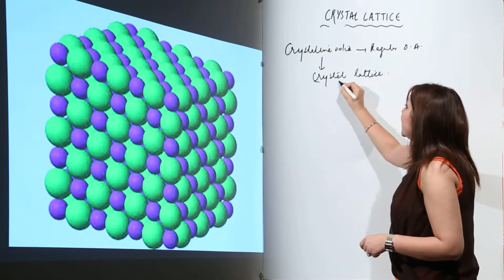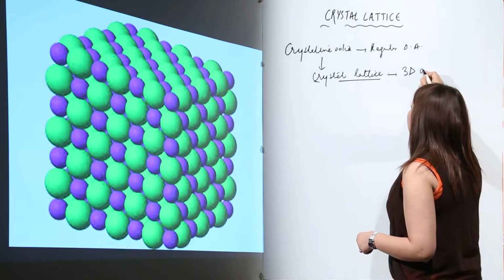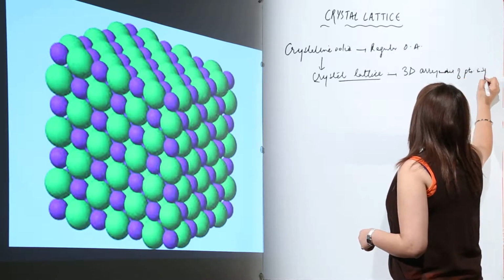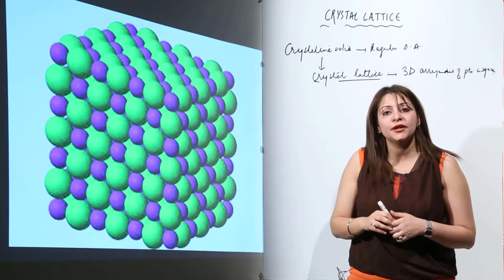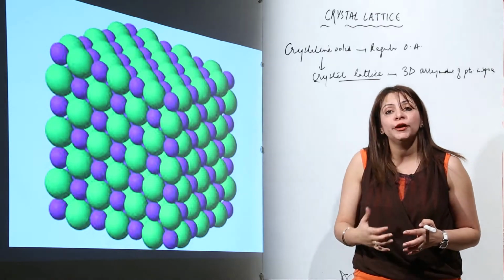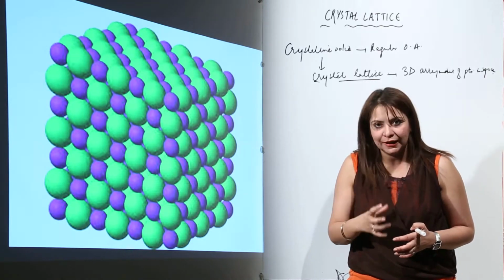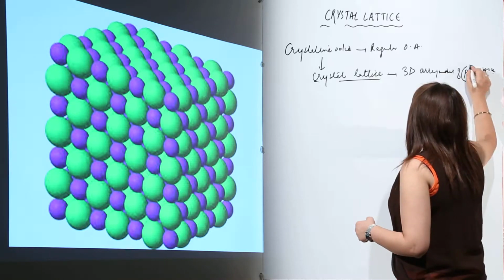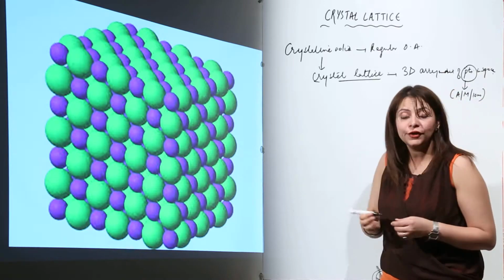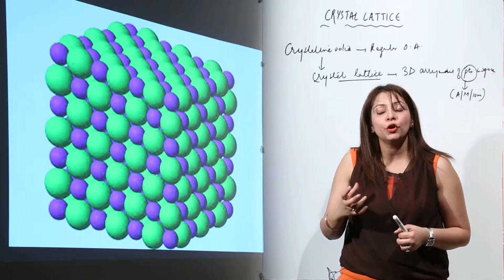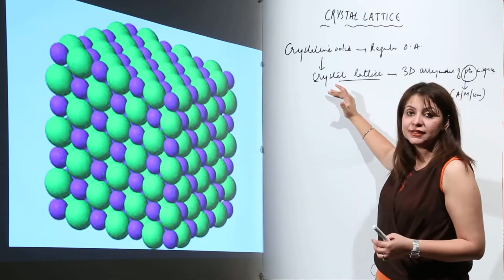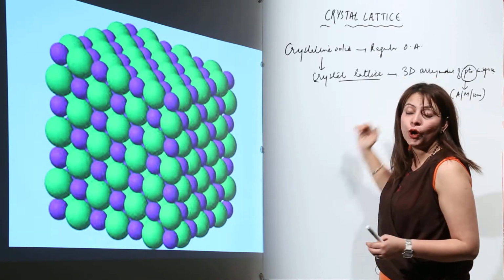So crystal lattice is a three-dimensional arrangement of points in space. Right, it is three-dimensional, that means it will extend in the x-axis, y-axis and z-axis, and that arrangement of points in space is called the crystal lattice. Here we will take the point as the constituent particles, that is atoms, molecules or ions. You already know that crystalline solids are formed of constituent particles, which can be atoms, molecules or ions, right. So we can say the crystal lattice is a three-dimensional arrangement of points in space.